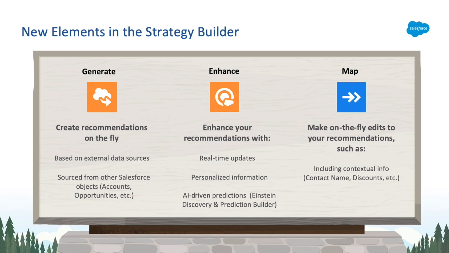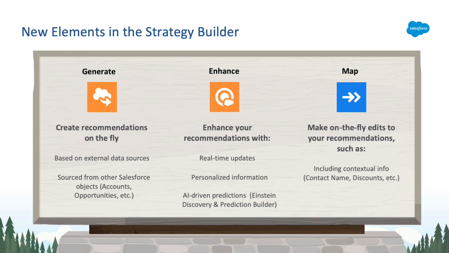With the generate node, you can create recommendations on the fly. These recommendations can be based on external data sources like a SQL database, an SAP instance, or Marketing Cloud. It could also be sourced from other Salesforce objects like accounts, opportunities, etc. So for instance, you could build a dashboard of the top accounts that your salesperson should be connecting with because maybe the last interaction was more than 90 days ago.